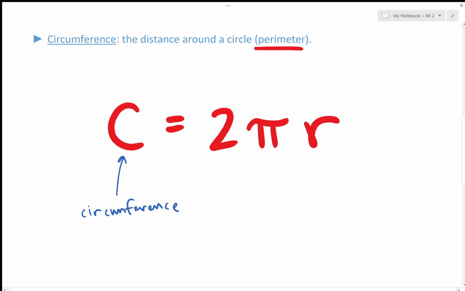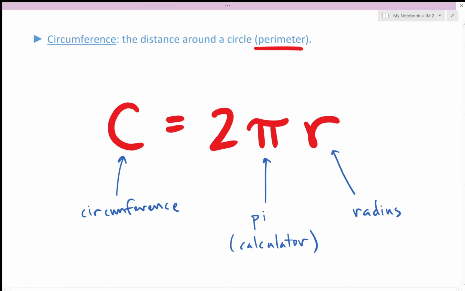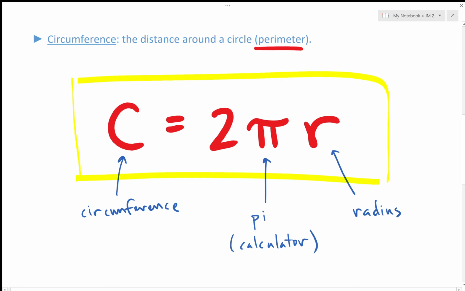2 is just a number. Now pi, that's a Greek letter, and that's just a number on our calculator. Okay, so maybe take a second, locate the pi symbol on your calculator. So pi, and we'll talk about that when we get to our calculator work. Now r stands for radius. Okay, so make a note of that. That's our equation for circumference.